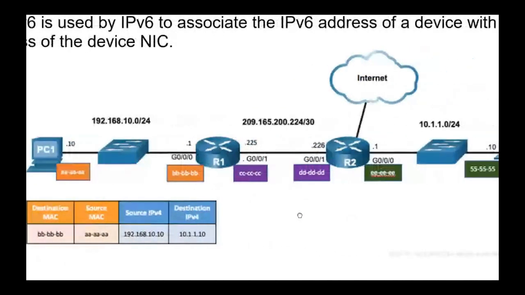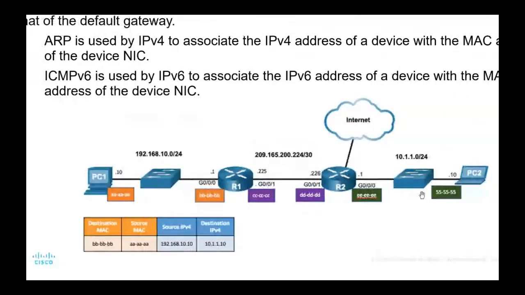So if PC1 wants to talk to PC2, when it does that Boolean and works out the network ID, is it on the same network? Is PC2 on the same network as PC1? No. Then what must it use to get to that PC? Router, the default gateway here. So if PC1 wants to get to PC2, it must use this router's interface here as the default gateway.